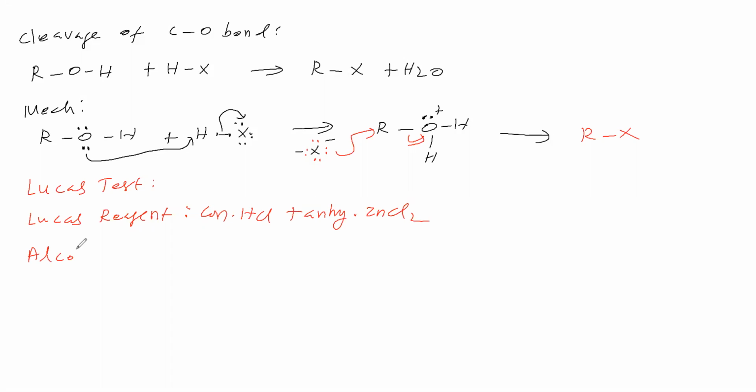Okay. Now we will take alcohol. We will add Lucas reagent into this. What happens? The alcohol dissolves. Alcohol is miscible, whereas alkyl halide is immiscible when we add it into Lucas reagent. That point we will see.